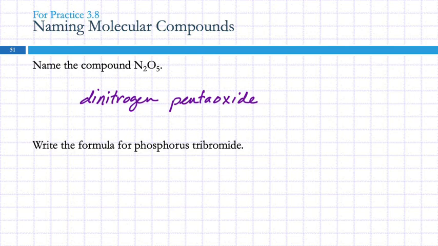Let's write the formula for phosphorus tribromide. We need the element symbol for phosphorus, which is P. How many of them are there? 1. It doesn't say mono, but it also doesn't say di, tri, or anything else, so we can assume it's 1. And then bromide is the element bromine, right? And how many are there? 3. So this system tends to be the easiest for students.